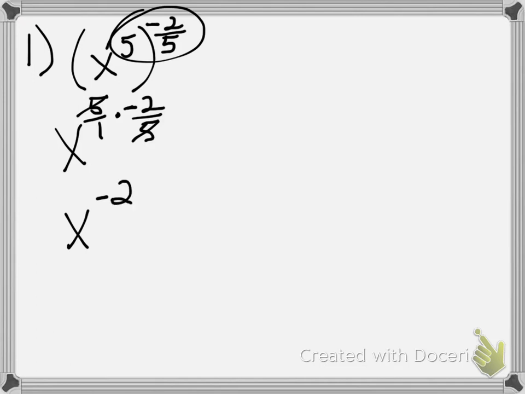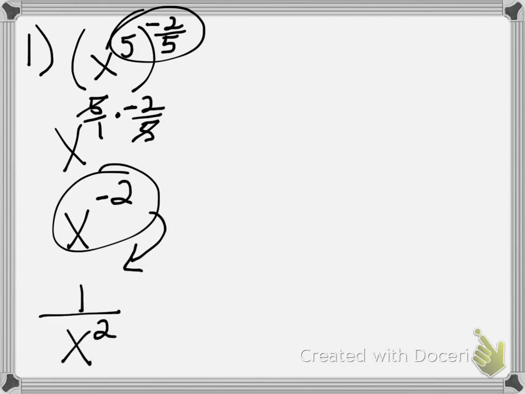Now, just like with the exponent rules that we've learned, you cannot have a negative exponent. So in order to make it positive, I need to move it to the denominator. So now I have 1 over x squared. So now this is as simple as I can get it because I don't have a negative exponent. Everything has been distributed with the power and all of that. So that actually concludes our first problem.